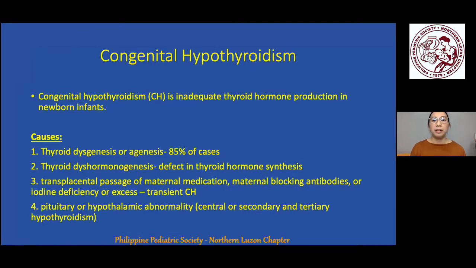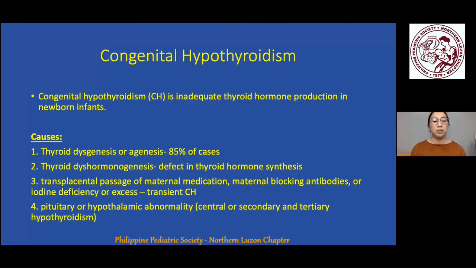Congenital hypothyroidism is inadequate thyroid hormone production in newborn infants, and the following are the causes. The most common cause is due to an abnormality of the thyroid. These are your thyroid dysgenesis, which are small thyroid or hypoplasia, hemiplasia. It's either the left or the right thyroid is the one present, or agenesis, wherein there is absence of thyroid. Another form of dysgenesis also is your ectopic thyroid gland.